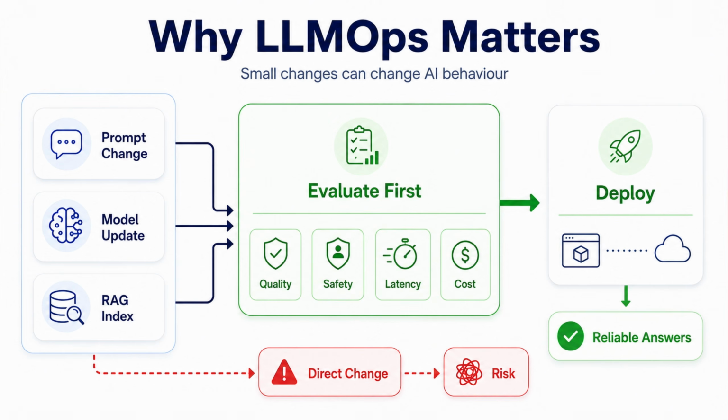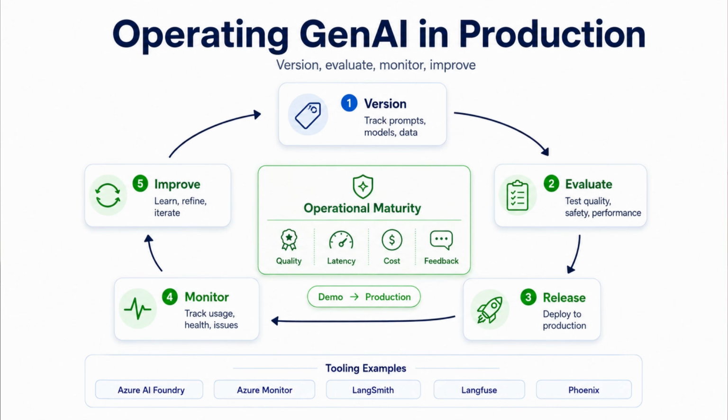And this becomes important because generative AI outputs are probabilistic, which means small changes in prompts, models, or the retrieved data can create very different outcomes. So a prototype may work correctly during the demo, but the production system requires repeatability, governance, monitoring, and continuous evaluation.